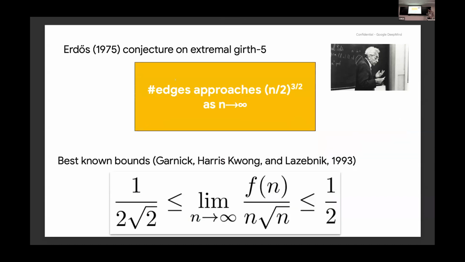And in terms of asymptotics, the best known bounds are due to Garnick, Harris-Cohen, and Lazebnik, who proved that this limit, where f of n is the maximum number of edges you can put in your graph without having 3 or 4 cycles, if you divide by n root n, is between 1 over 2 root 2 and 1 over 2. Erdős's conjecture is that this is actually an equality, so the limit is equal to the upper bound. That's the conjecture. But as you see, there is a gap of around square root 2 between the lower and upper bounds. So that has been open for almost 50 years.